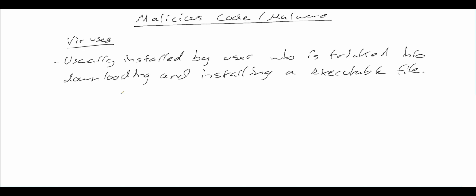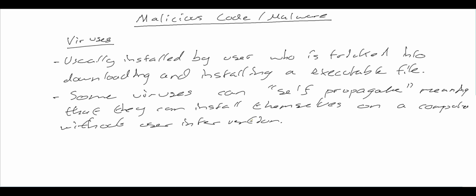for them to be installed on a user system. However, there are some viruses called worms which are able to self-propagate, meaning that they can install themselves on a user system through security exploits without the user needing to do anything or perform any action. So some viruses can self-propagate, meaning that they can install themselves on a computer system without user intervention.